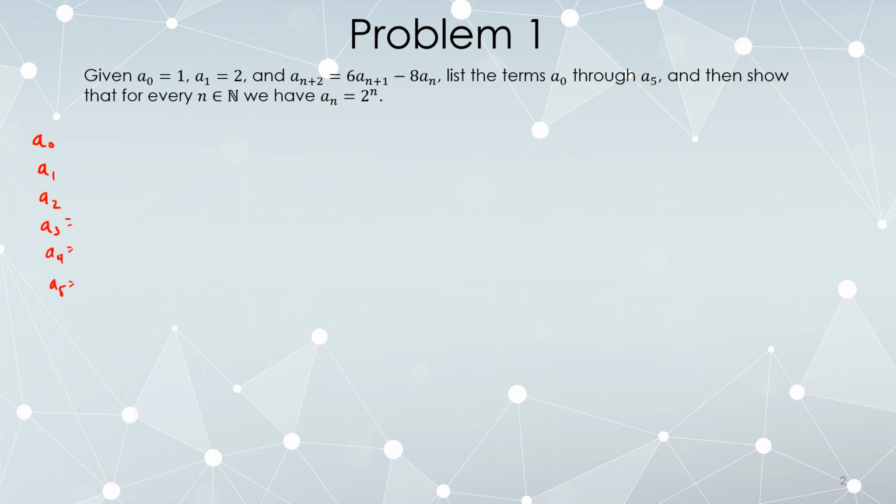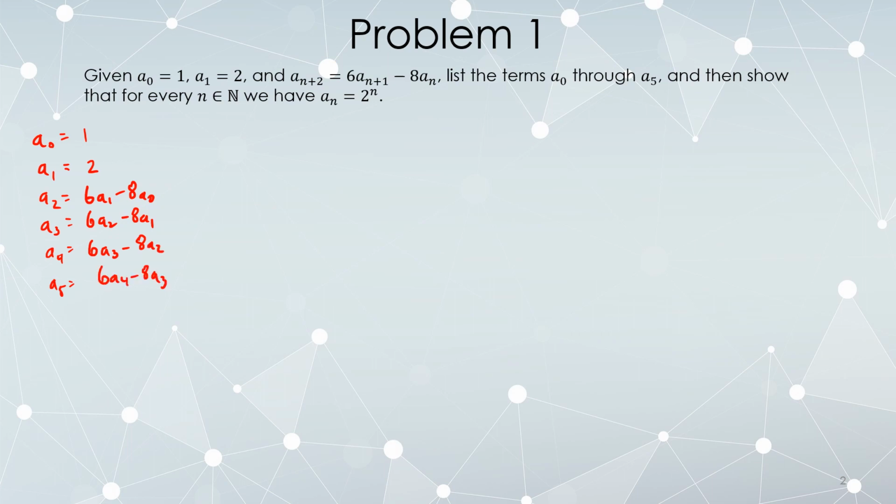Now, a sub 0 and a sub 1 were simply given to us as 1 and 2. Past that point, to get the next term of the sequence, we're going to take 6 times the term previous minus 8 times the term before that. So a sub 2 is going to be given by 6a1 minus 8a0. a3 is 6a2 minus 8a1. a4 is 6a3 minus 8a2. a5 is 6a4 minus 8a3.